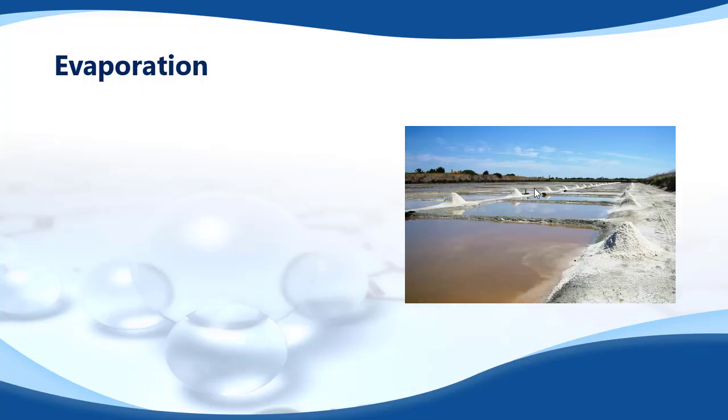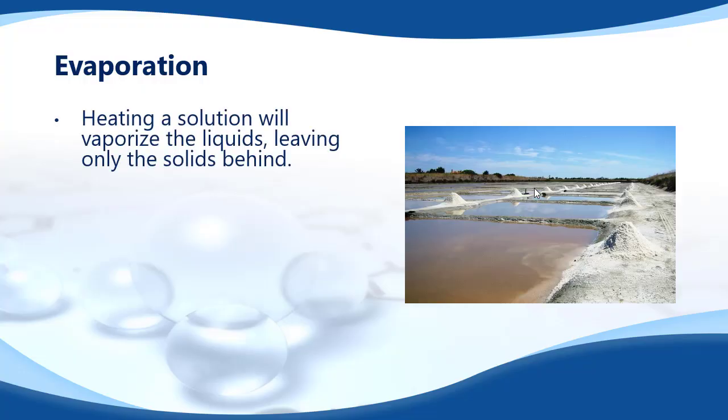Our third separation technique is evaporation. This again is a fairly easy one, but it's effective. Evaporation is exactly what it sounds like. What you do is you heat a solution very gently. Now you can either heat it up on a hot plate or on a Bunsen burner, or what they're doing here to collect salt is they're letting the sun heat up the water and evaporate the water out of the salt. Right, so what will happen is all the liquids will evaporate and it only leaves the solids behind, and you can collect the solids.